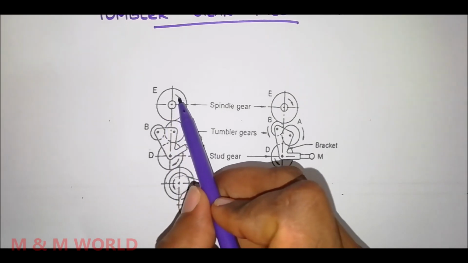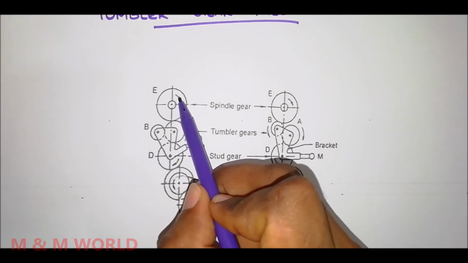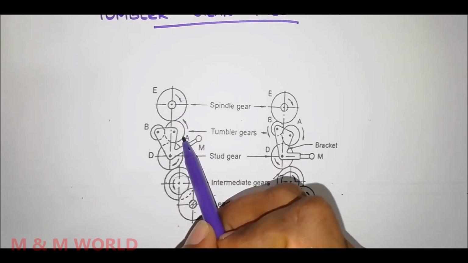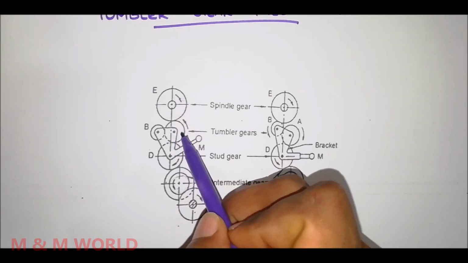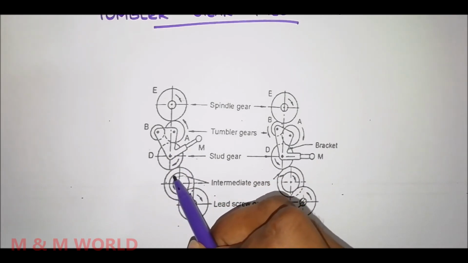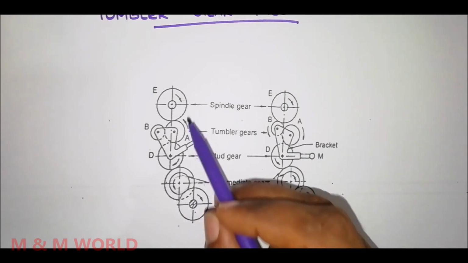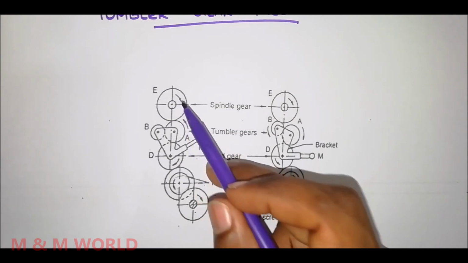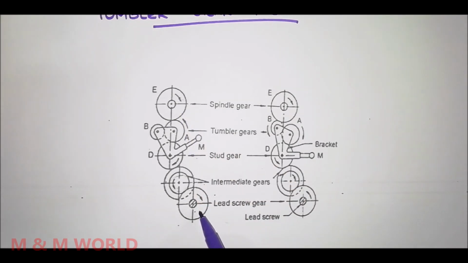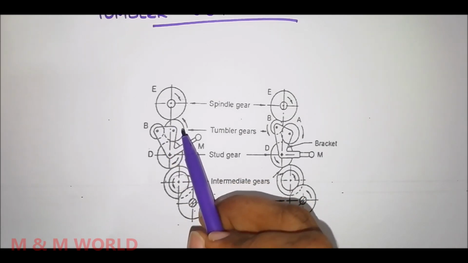Suppose the spindle gear is rotating clockwise. So the gear E is rotating clockwise, then A will rotate in anti-clockwise, the stud gear will rotate in clockwise direction, intermediate gear rotates in anti-clockwise direction, and the lead screw gear rotates in clockwise direction. So the spindle gear and the lead screw gear rotate in the same direction if this A is engaged.